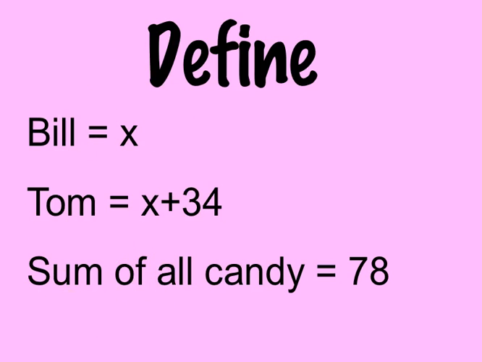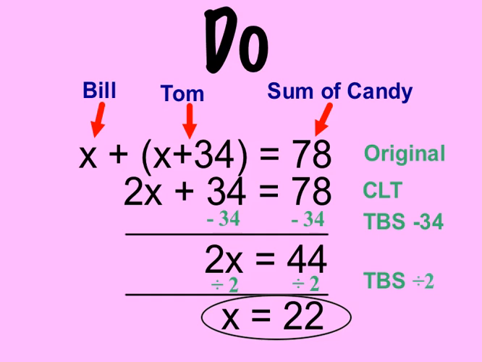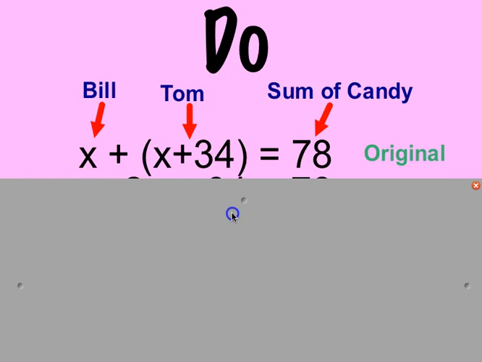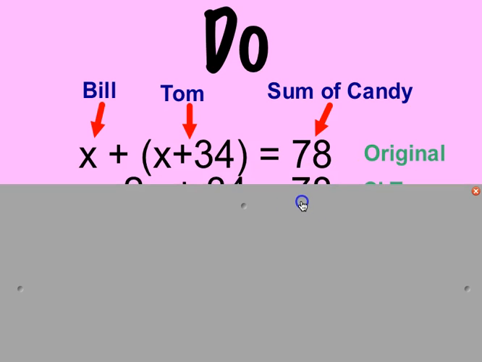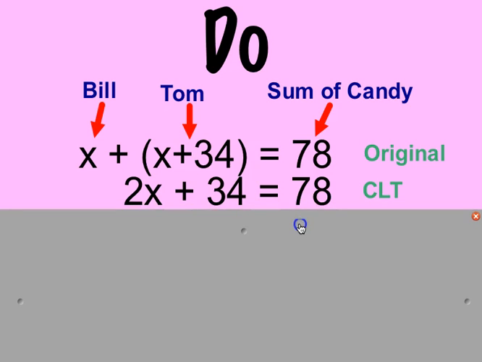Now in the do section, I'm going to quickly put up a screen here. So again, here you have Bill, here you have Tom, and here you have the sum of the candy. So this was the original. So basically you're setting up an LRE and you're working through this. So what's the very first thing you want to do? You want to CLT it, or combine like terms. Well, there's an X here and an X here. The only reason I have this parenthesis in here is so that you know this was Bill, this was Tom.